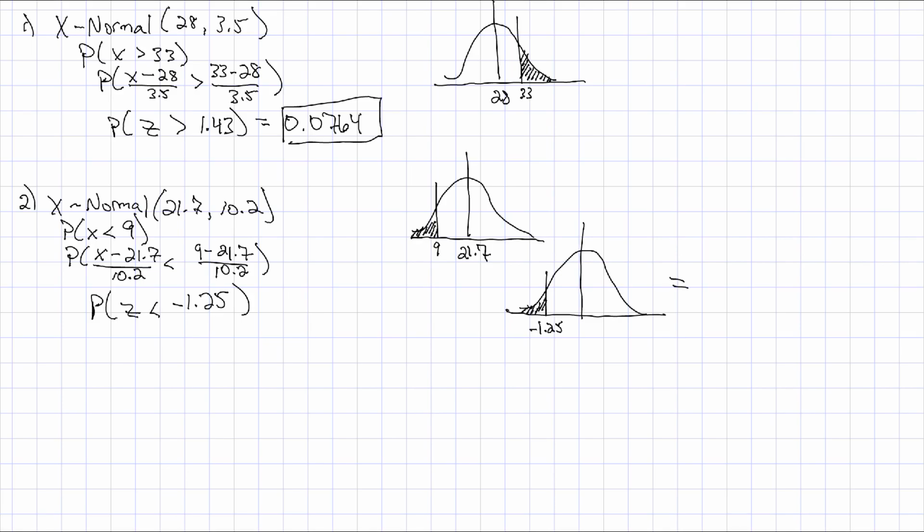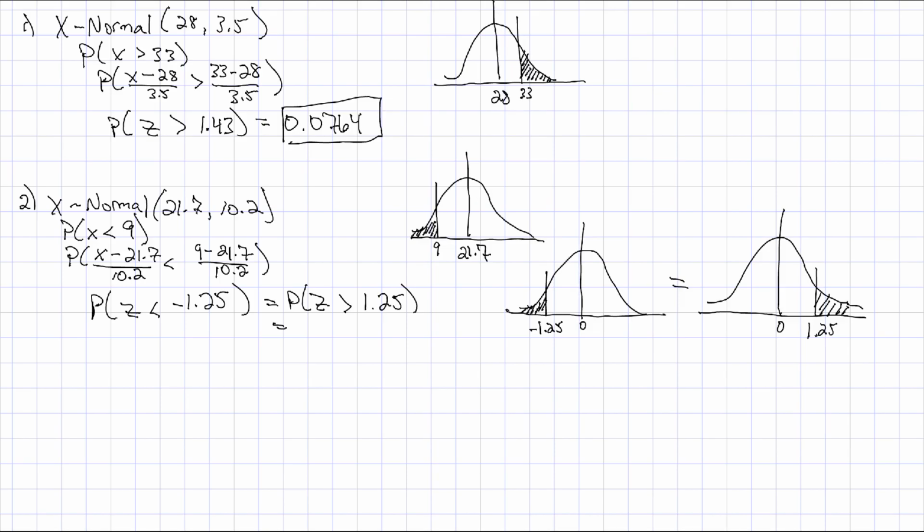Well, that is the same as if we were looking for the area to the right of positive 1.25. Why are the areas the same? It's because our normal curve is symmetric around our mean. And this mean was 0 since these are the z-scores. So the probability that z is less than negative 1.25 is the same as the probability that z is greater than positive 1.25. We have that in our table. Using our table, we can calculate the probability as 0.1056.